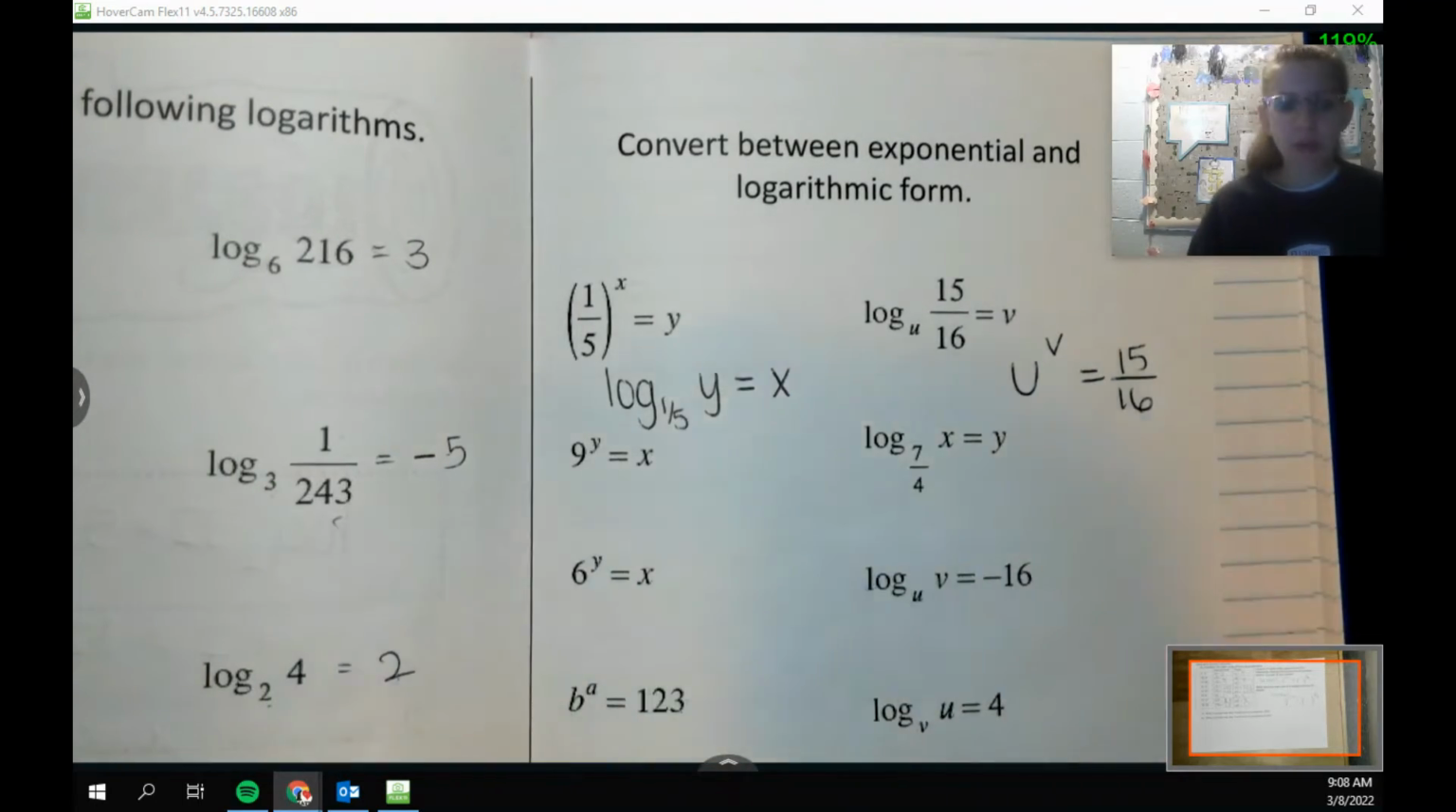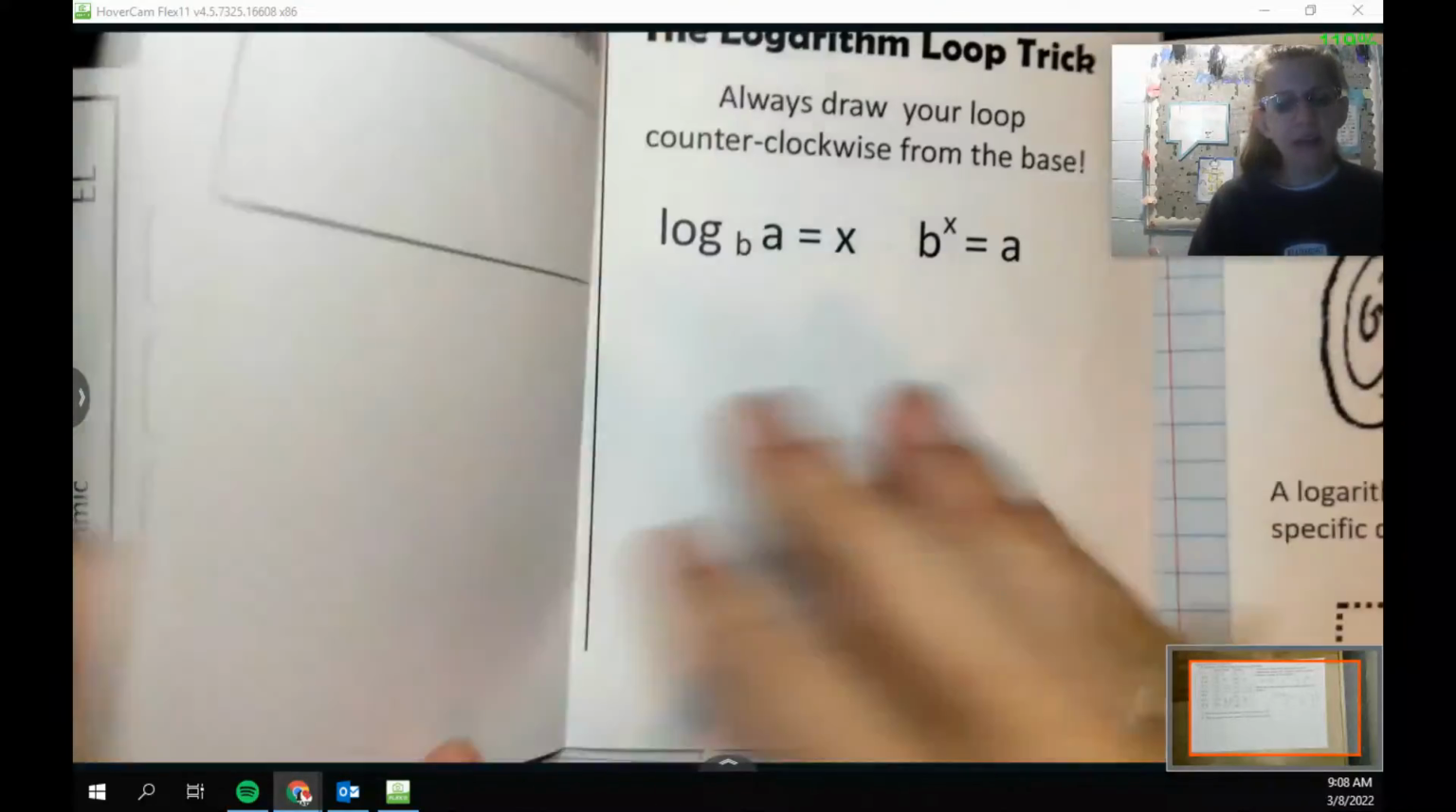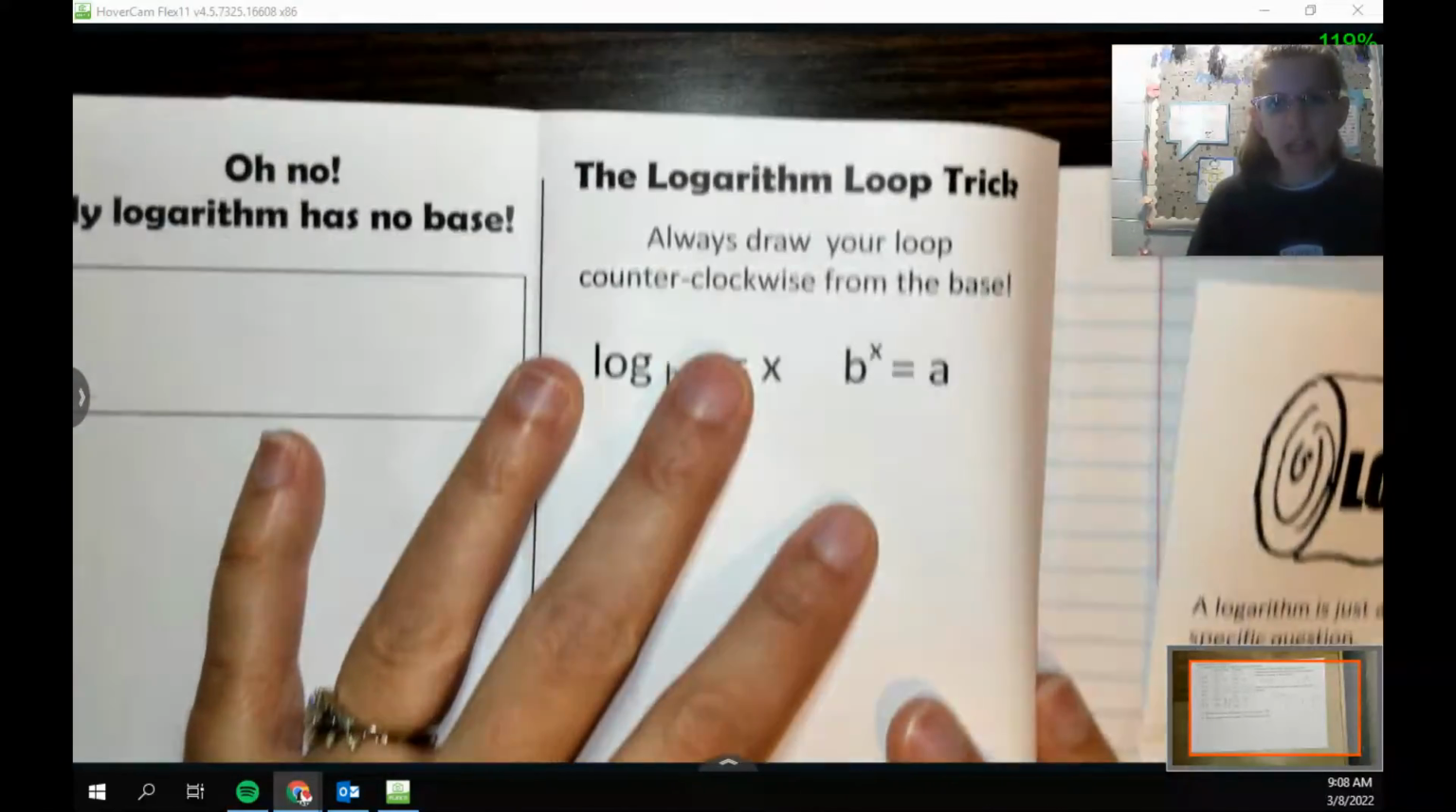So let's take a break from this. We'll come back in just a minute. Let's go over to this one here that's folded in half. I want to talk about our little loopy trick.